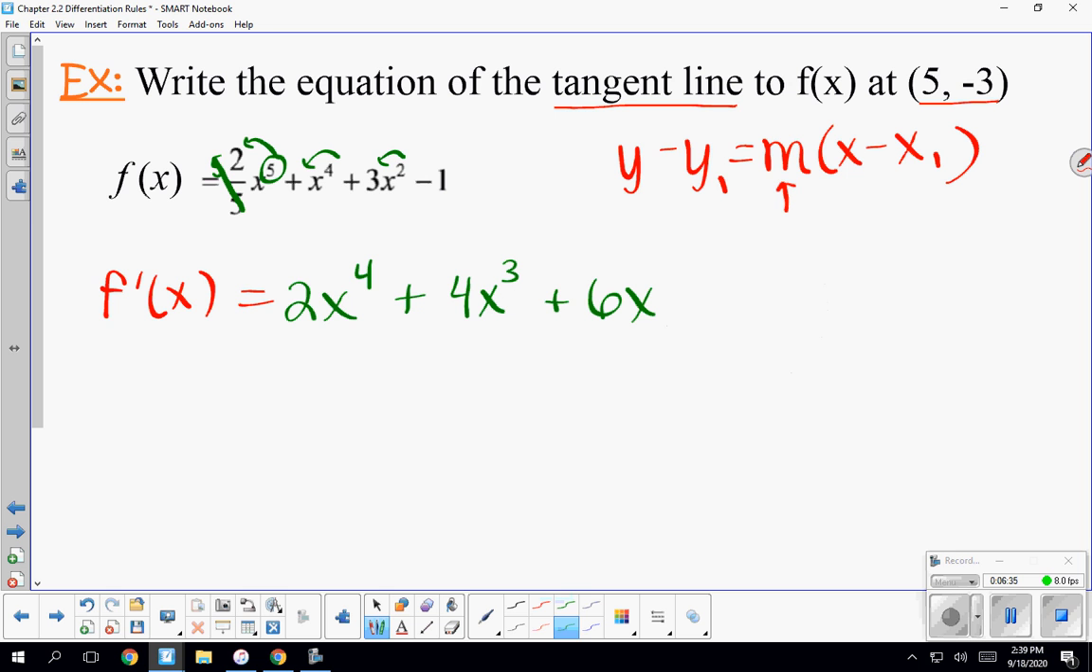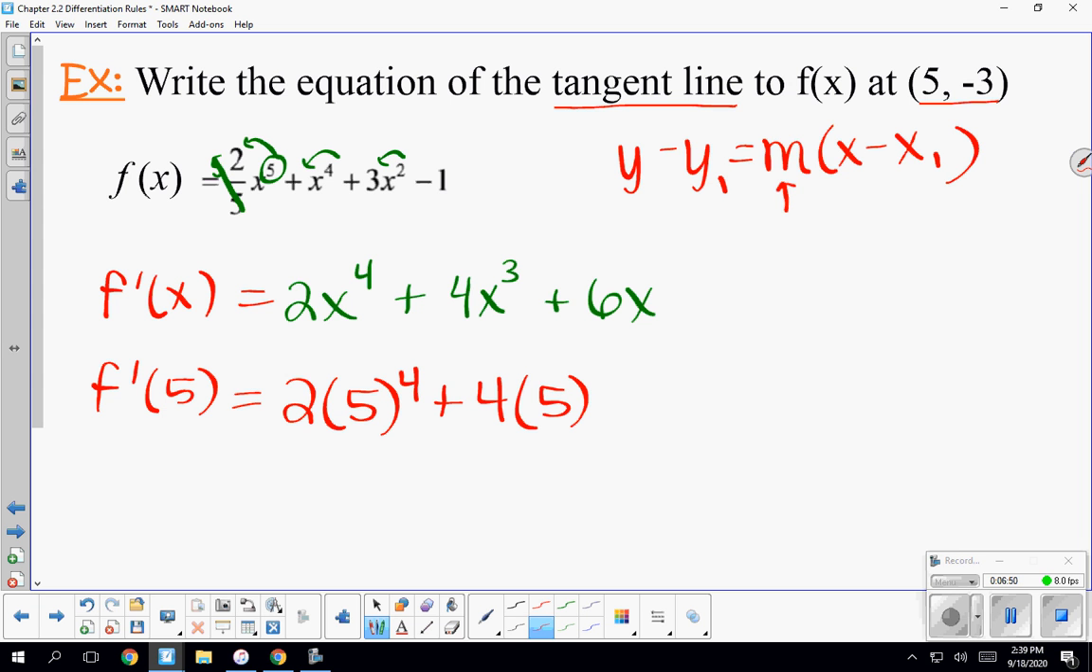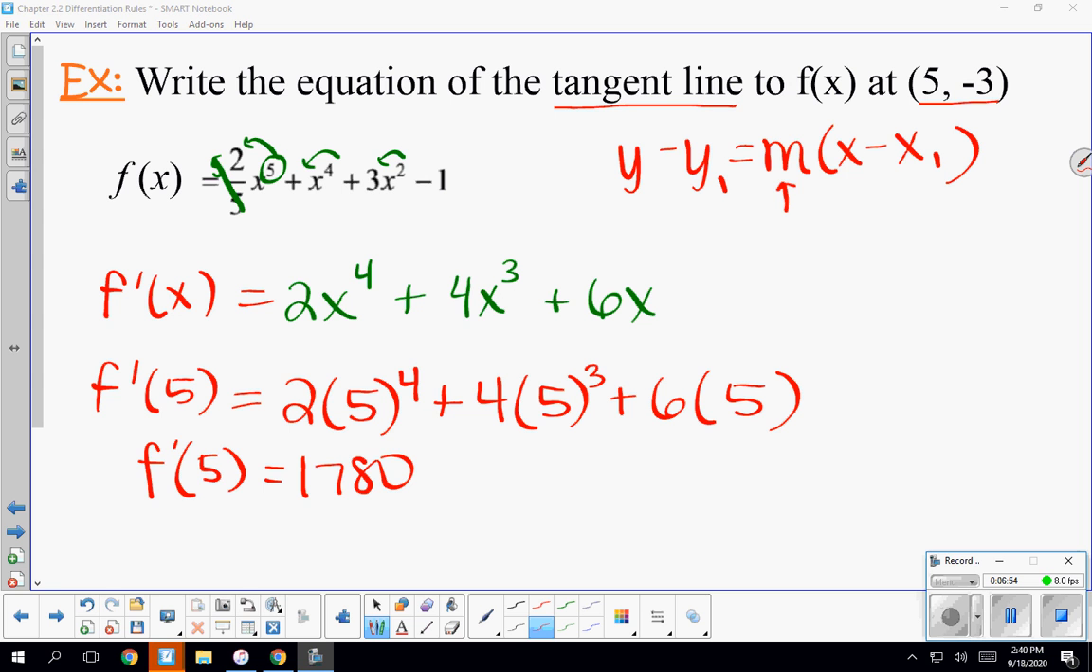So this will give me the slope of the tangent line at any given point. And for this particular given point, my x value is 5. So I need to plug in 5 in order to find the value of the slope. I'm going to cheat and use a calculator because that's going to be a big number. So we have a slope of 1,780.